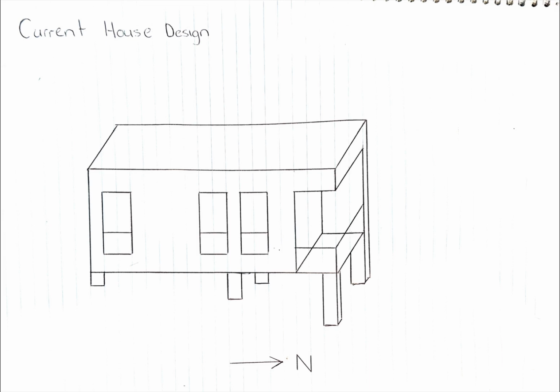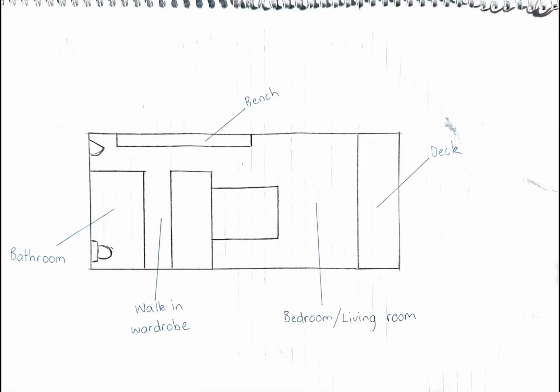So here you can see I've sketched the outside of the current house design as well as the floor plan, and this is the basis of my work, to figure out how I could optimize this current design and extend something that would make it a really cost-effective and efficient passive solar house.